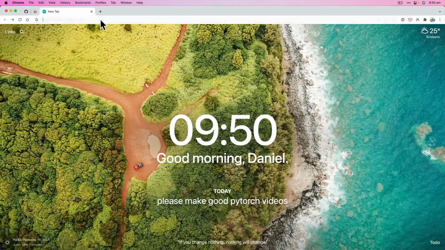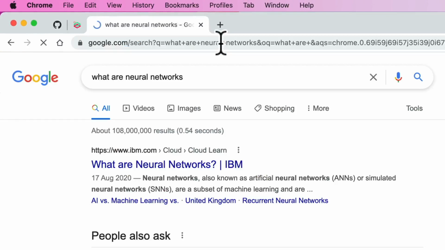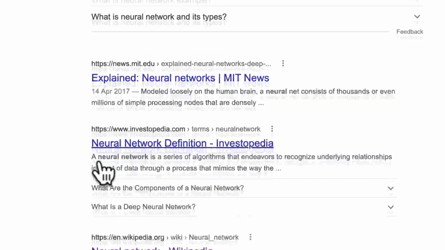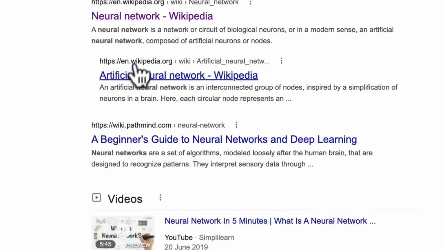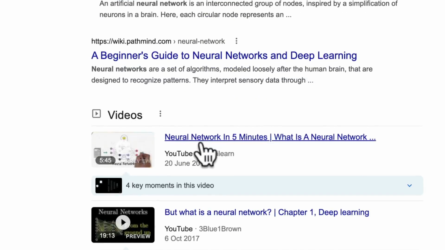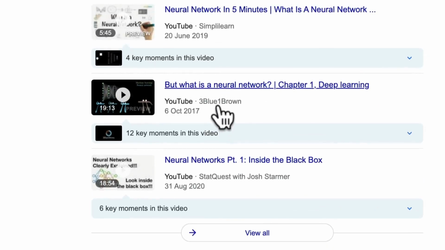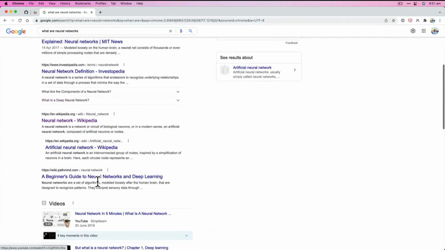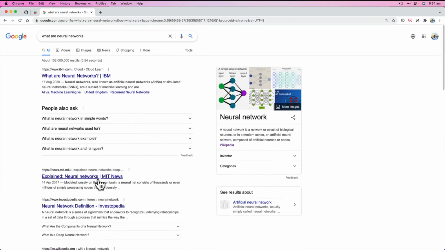If I type in, what are neural networks? I've already done this. What are neural networks? Explain neural networks, neural network definition. There are hundreds of definitions of things like this online. Neural network in 5 minutes. 3Blue1Brown, I'd highly recommend that channel series on neural networks. That's going to be in the extra curriculum. StatQuest is also amazing. So there's hundreds of different definitions on here, and you can read 10 of them, 5 of them, 3 of them, make your own definition.